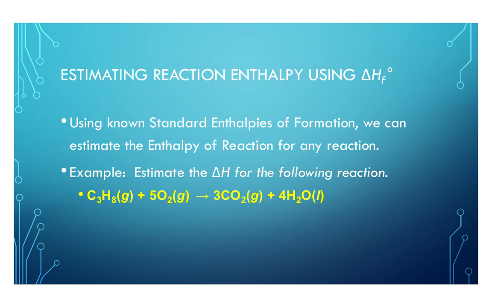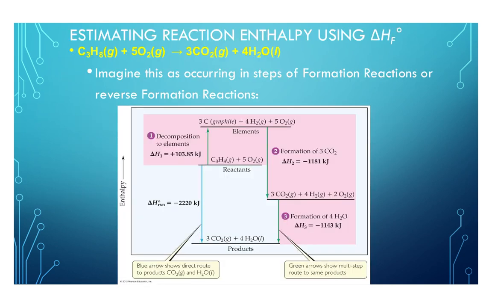So for example, let's say we wanted to estimate the delta H for the combustion of propane, C3H8. Okay, so here's the balanced chemical reaction for that. What we're basically going to do is imagine this occurring in steps of formation reactions or reverse formation reactions. So we're going to start with our reactants. Our reactants are right here, C3H8 plus 5 O2, in this particular reaction.